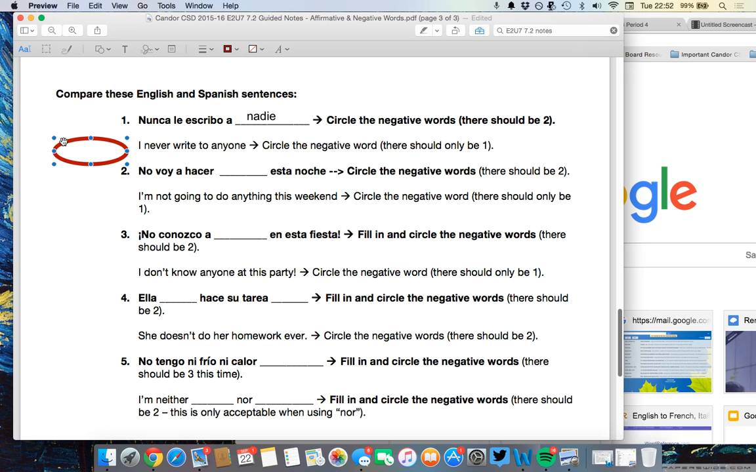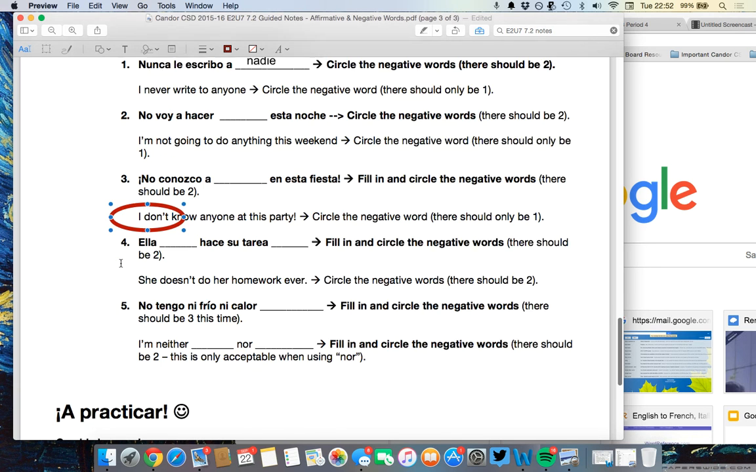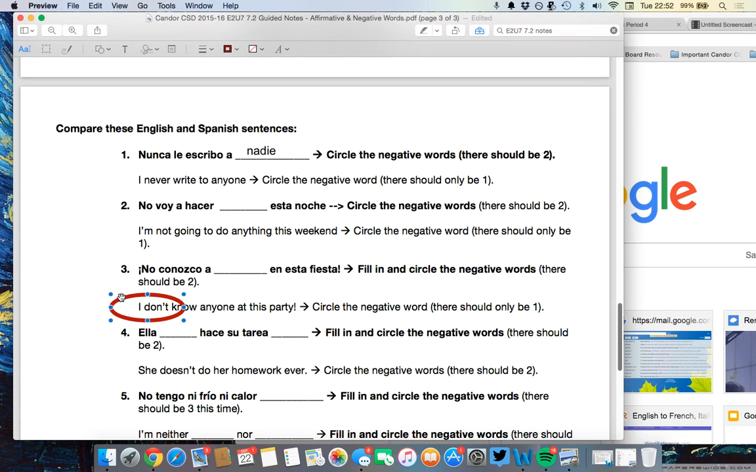Okay? So what I'd like you guys to work on independently, or with a partner if you can do it quietly, okay, is filling in the rest of these, right? And then circling them. So we'll do two together, and then through numero cinco, I believe. Yep, numero cinco. I'd like you guys to do on your own, and we'll kind of go over them when I get back. So, no voy a hacer blank esta noche. So I'm not going to do anything this weekend.